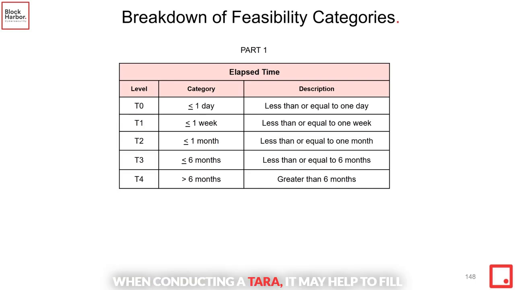When conducting a TARA, it may help to fill this out last, as categories like knowledge, window of opportunity, and expertise play a role in how long it ultimately takes to successfully accomplish the attack. It's also important to note that not every organization may want to stick with this breakdown of levels, which is completely acceptable. You may want to further break down timelines to consider more timeframes.